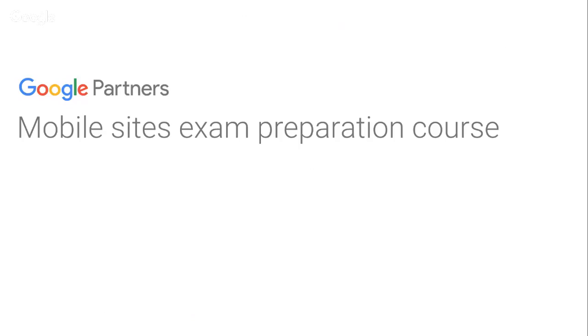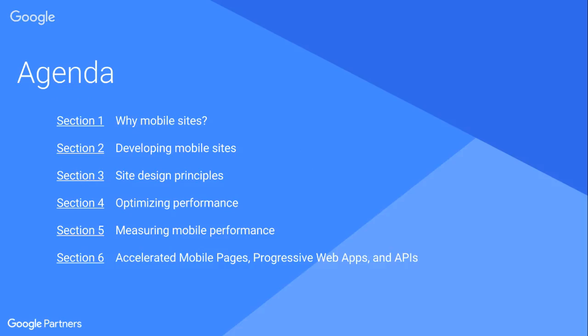Today, we're going to cover the mobile site exam preparation course. And without any further ado, let's move over to the agenda points that we have for today. So firstly, we're going to cover why optimize mobile sites. Later on, we're going to see about developing mobile sites. Section 3 is going to cover site design principles, optimizing the performance as well in Section 4, and then measuring mobile performance. And in Section 6, we're going to have a look at accelerated mobile pages, progressive web apps, and APIs.